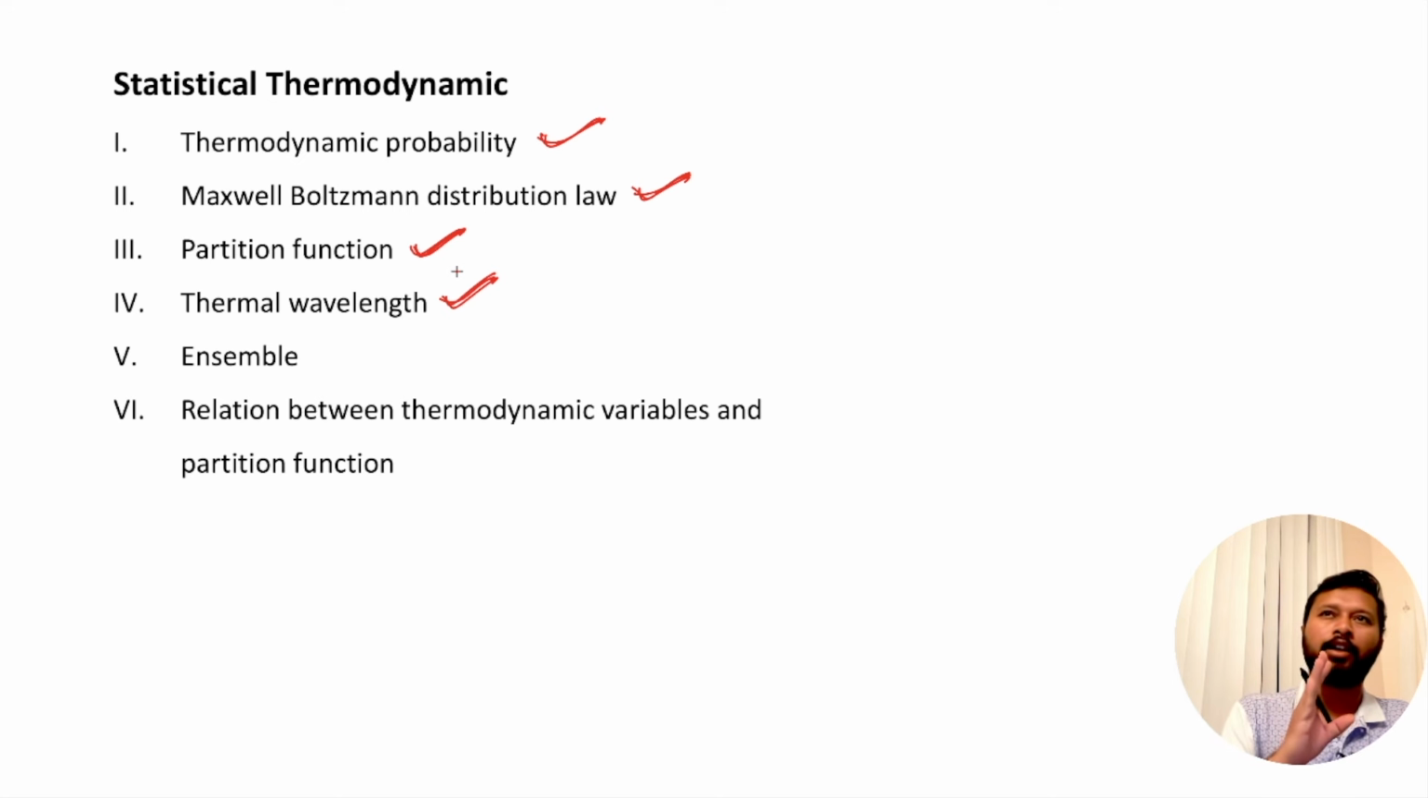There was a question, I think 2 times that question has been asked, and that's why I have included this topic over here. Ensemble related thing, it's a pretty simple thing, it's just a definition kind of thing. There are 3 types of ensemble: micro ensemble, canonical ensemble, and grand canonical ensemble. So you should know about them. What are the things constant in them? What are the things that are variable in them? So yeah, that is also something from where you can expect a 2-marker question.